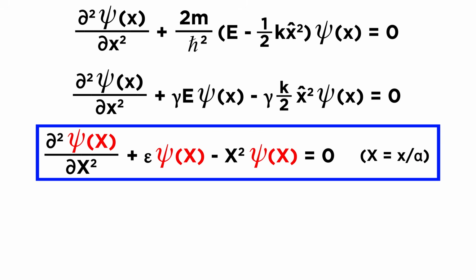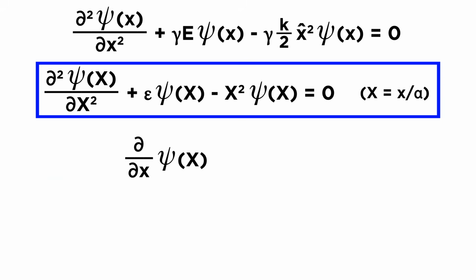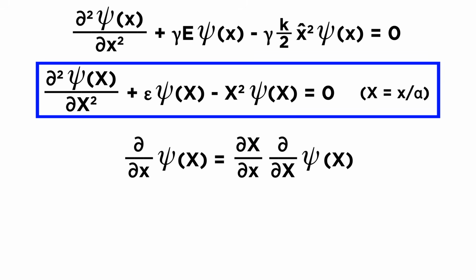Of course, this entails finding an equation for psi of big X instead of little x, so we also need a partial derivative operator with respect to big X instead of little x, so we are going to need to use the chain rule. Taking this partial derivative with respect to little x as operating on psi of big X, we would end up with d big X over d little x, but then we would need the derivative of what's inside, so that's d over d big X.